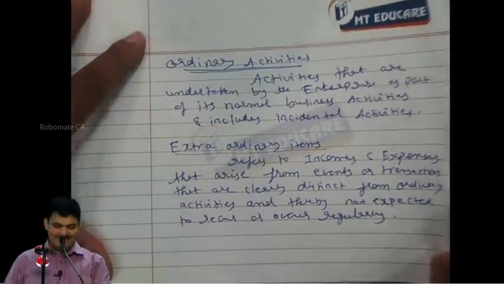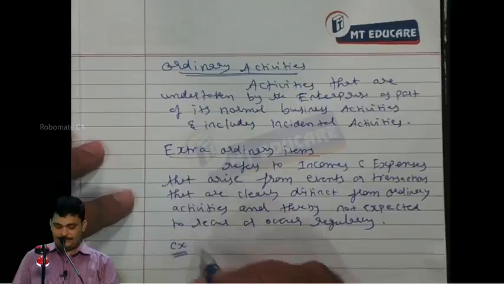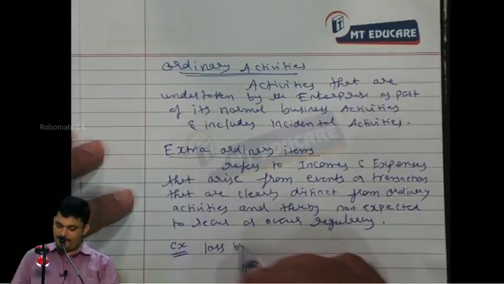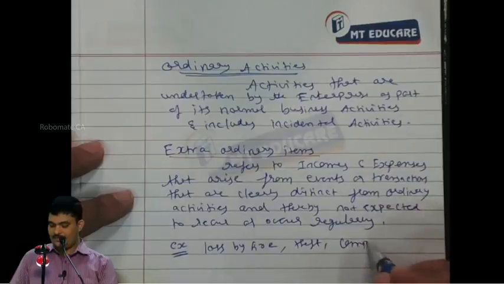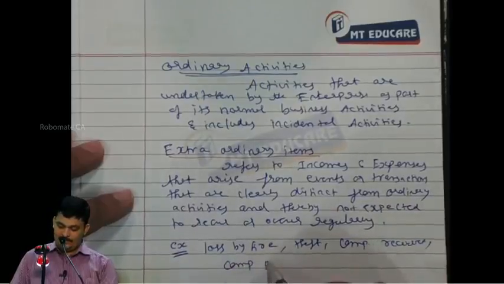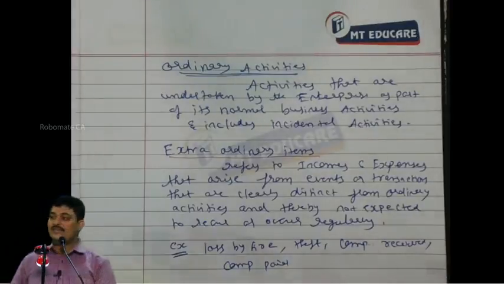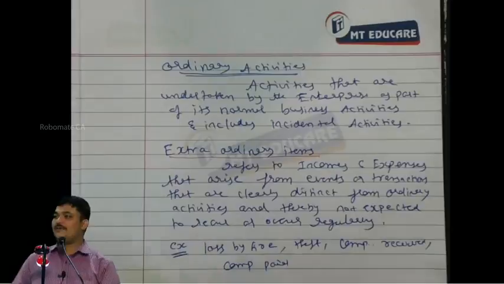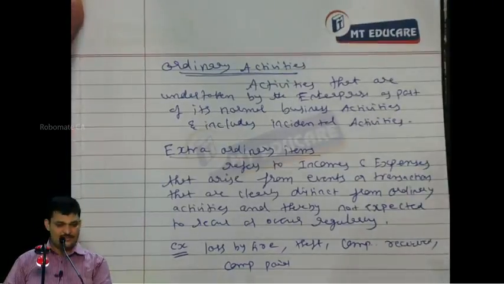Now proceeding further. Prior period item. Understood? So here, examples: loss by fire, theft, compensation received, compensation paid either because of voluntary retirement or maybe because of the retrenchment made. Because of that you are paying some compensation. So such things will all be considered as extraordinary items. Understood? Now proceeding further. Can I turn this page?